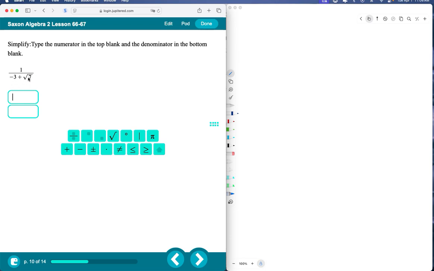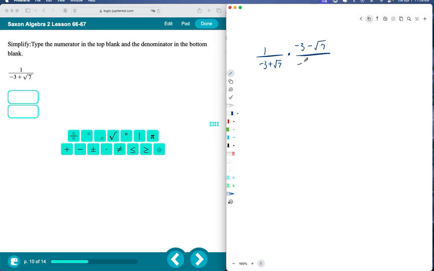So in order to get the radical out of this denominator, we're going to say 1 over negative 3 plus square root of 7 times negative 3 minus square root of 7 over negative 3 minus square root of 7. So this is multiplying by the same value over the same value. We're multiplying that fraction by the value of 1. So it doesn't change this value because we're multiplying it by 1. It's just a different form of 1.